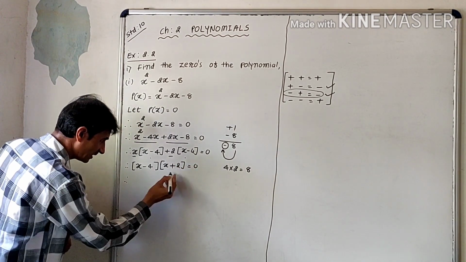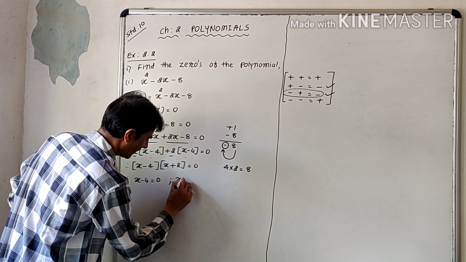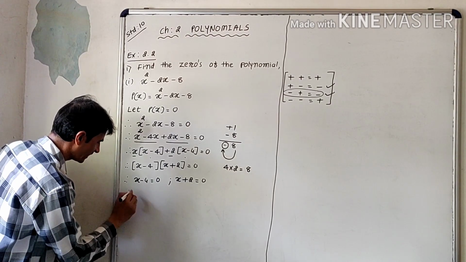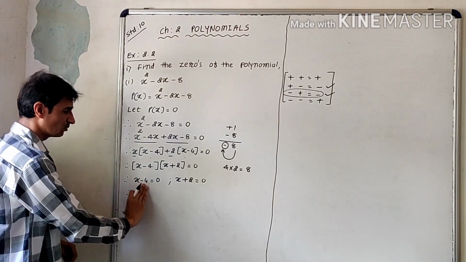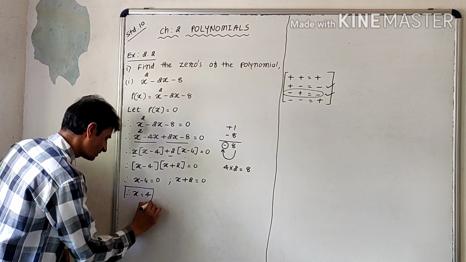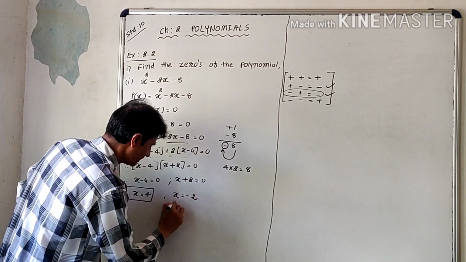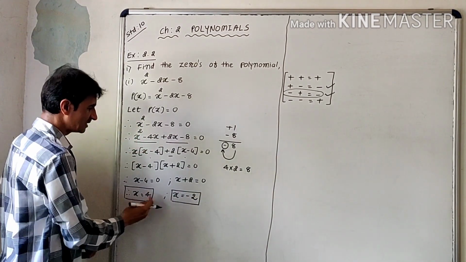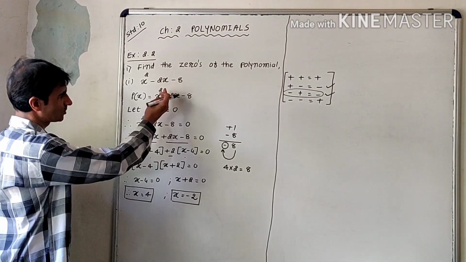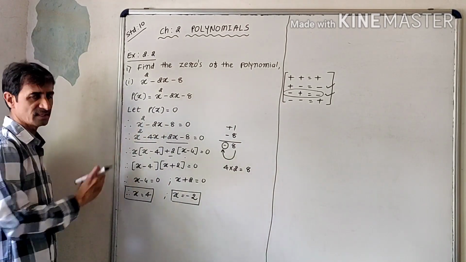I want to separate the 0. Here x minus 4 is equal to 0, and second, x plus 2 is equal to 0. Now I want to make x the subject, so x is equal to 4, since minus 4 goes to that side and the sign changes. And for x plus 2, the 2 goes to that side, the sign changes, and it is minus 2. These are the zeros of the given polynomial. When we replace 4 and minus 2 in this equation, we get the answer 0, so we can say these are the zeros of the polynomial.